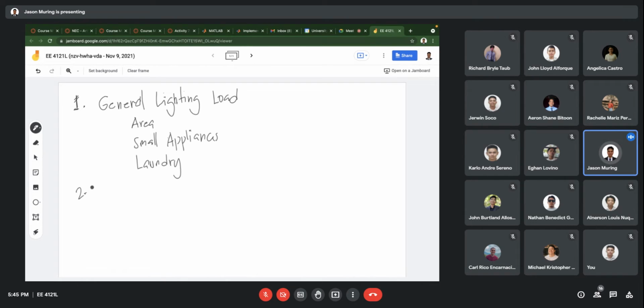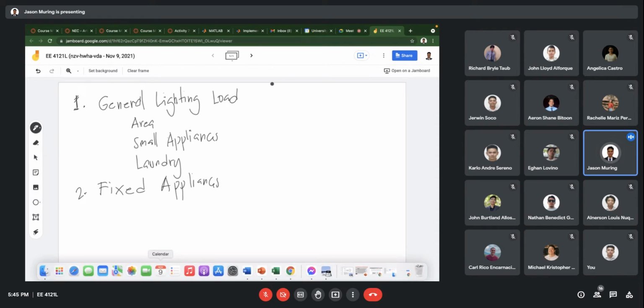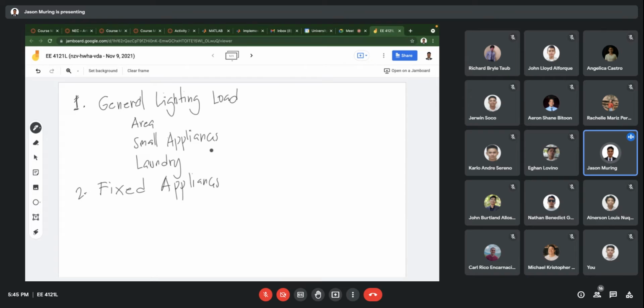Okay, so for the second component, we have to look at, although it's not in order now, it can be in any order as long as you include all these components. Okay, so we also have to look at the fixed appliances. There's a provision in this code which says that if you exceed this number of fixed appliances, you can also apply certain demand factors. So actually, having these different components allows us to apply certain demand factors.